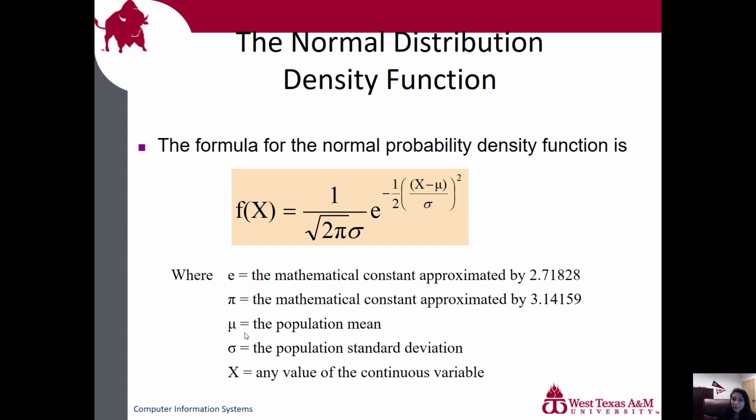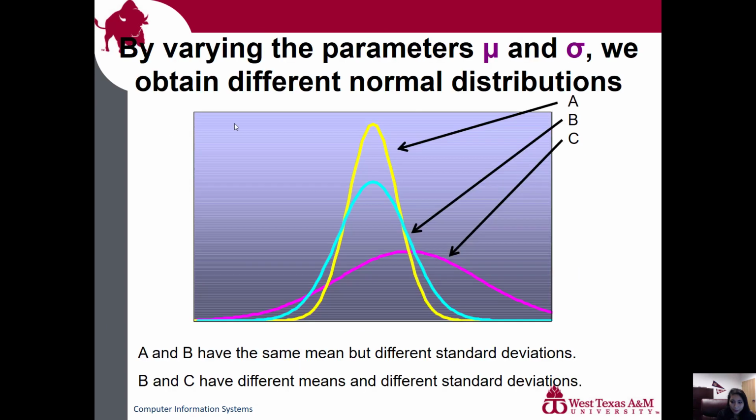Here's the formula for the normal probability density function. Again, this formula I don't expect you to memorize or use, but for your information, it is here. As I mentioned earlier, we have the parameters of mu and sigma to denote the mean and the standard deviation. And if we have different means and standard deviations, it can change the look of our distribution.